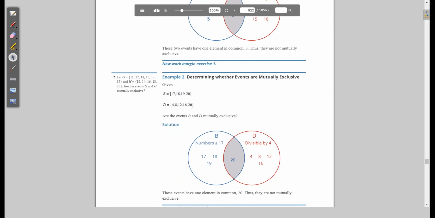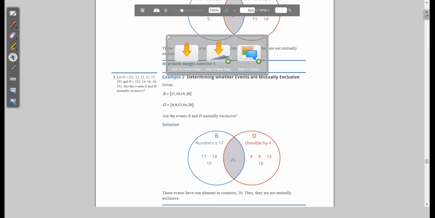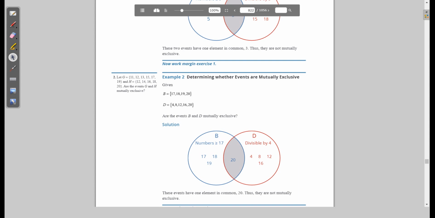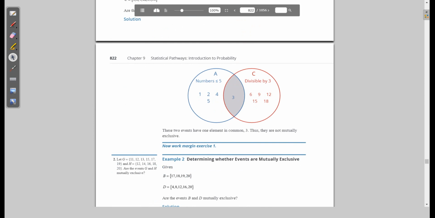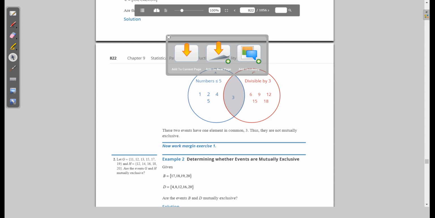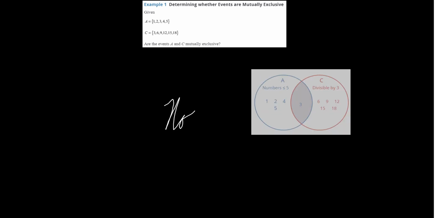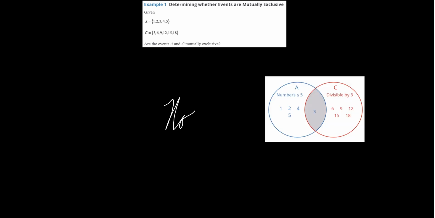Looking at example 2, more examples. And of course, Venn diagrams are used, and I guess I'll go ahead and snip the Venn diagram for the first example there. Let's go back and put that in. Okay, so again, we're just basically looking for the intersection, right? We talked about the intersection before. If there's an intersection between these two sets, then that means that they are not mutually exclusive.